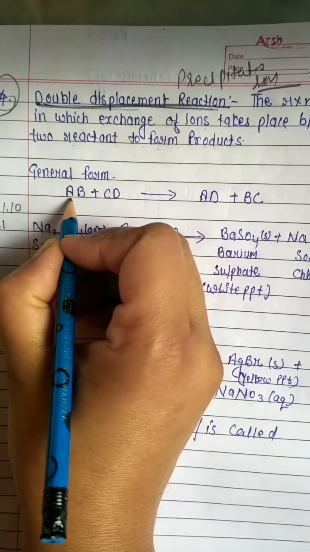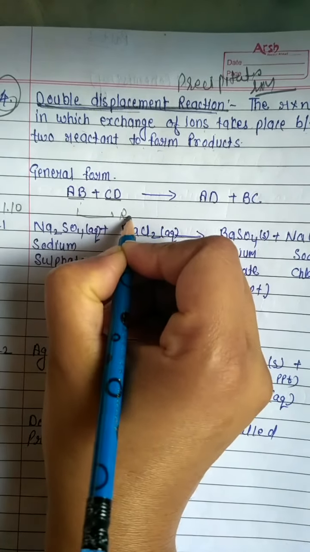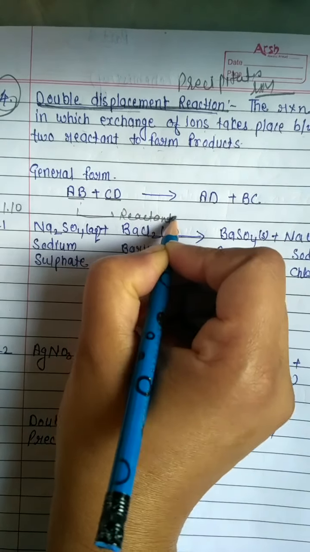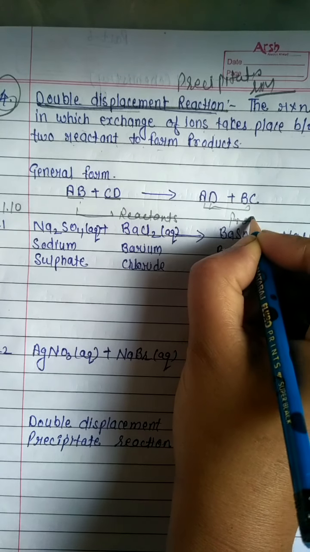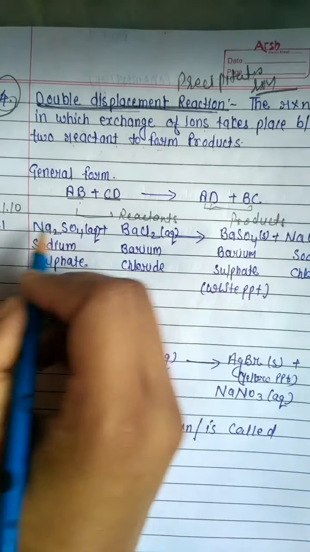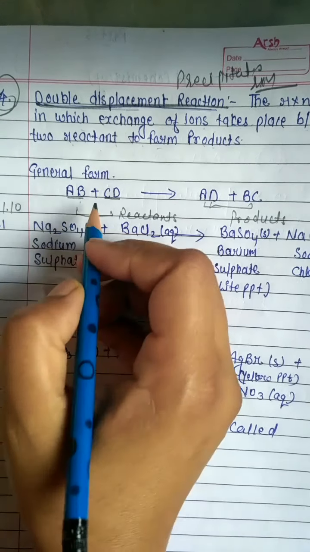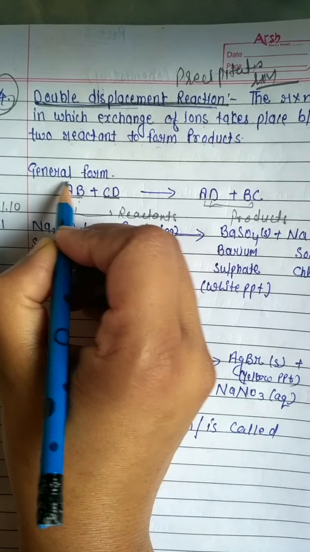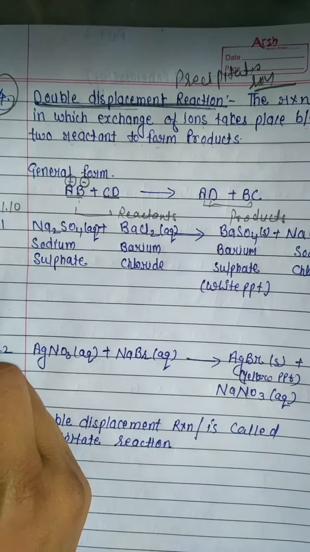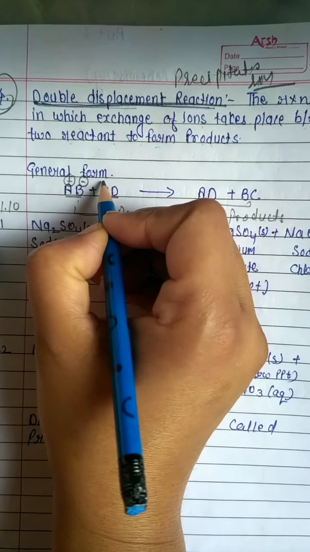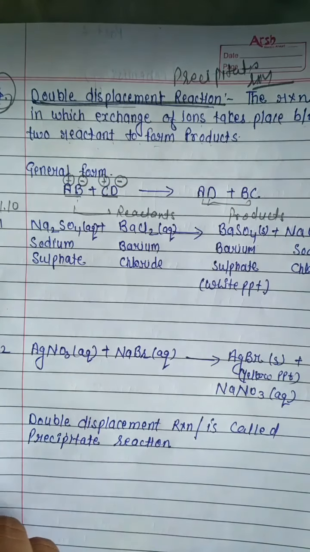AB is any reactant. Both of these are reactants, and both of these are products. AB is any molecule, and in this, always one has a positive charge and one has a negative charge. In CD also, one is positive charge and D is negative charge.